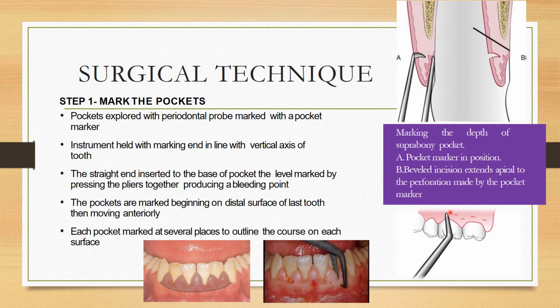Okay, so you can see that this is the way it is done, and this is the pocket marker in position. So the beveled incision will be given after this. So this is the bleeding point. So you can see that this is the area to be done. There is a grade 2 gingival enlargement, and here the pocket marker is being used for marking the pocket.